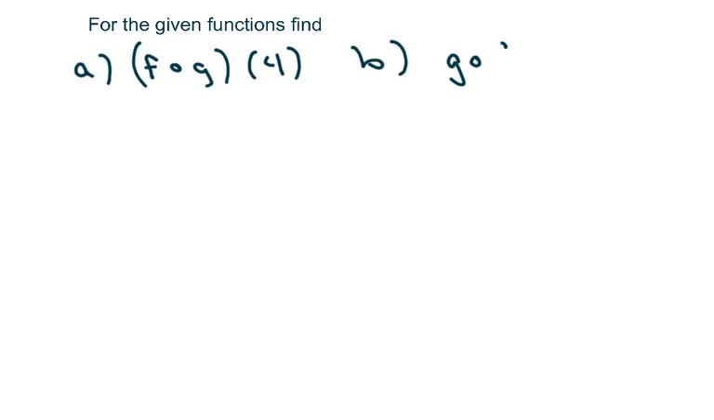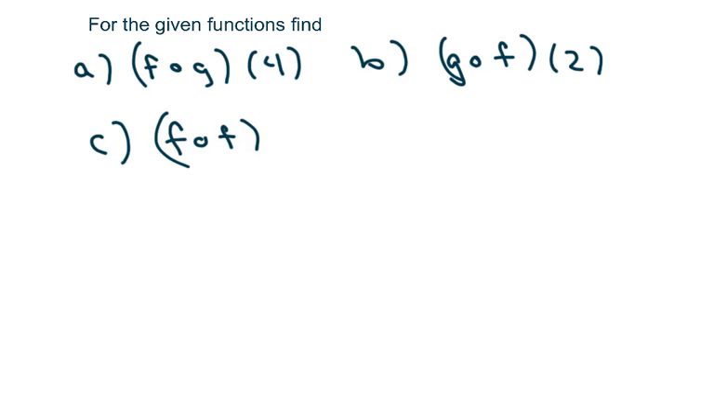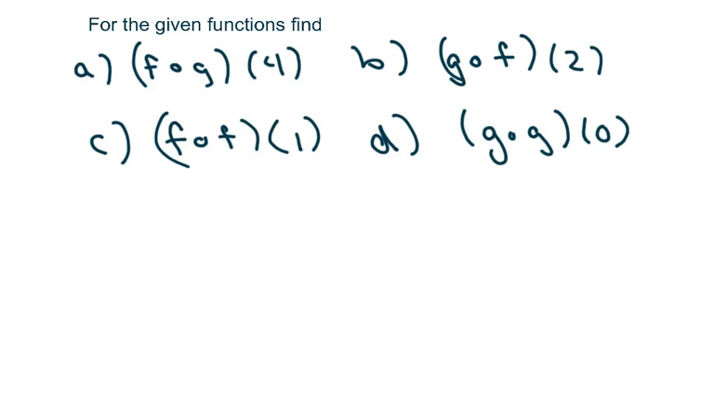Hi everyone. For the given functions, this is part 2 of what we did before. We're going to find A, f of g of 4, and B, we're going to find g of f of 2, and C, we're going to find f of f of 1, and D, we're going to find g of g of 0. We're going to do 3 problems here.